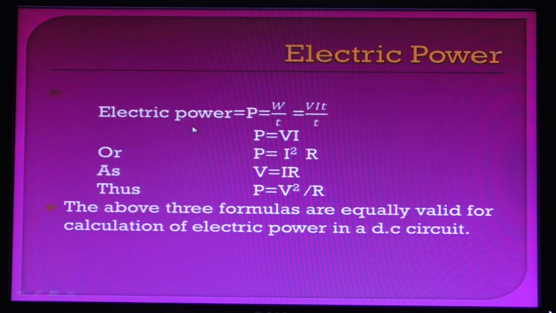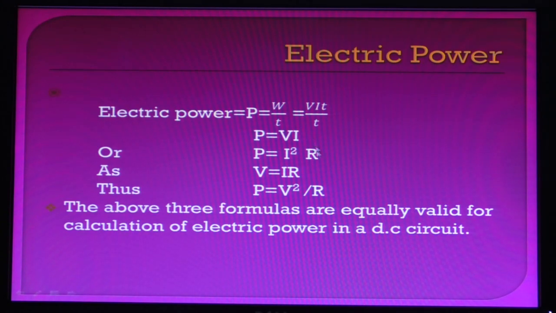Now we come to electric power. As I told you, electric power is equal to rate of doing work, W over T. Instead of W, we use the formula which we have derived, that is VIT over T. T cancels. What we get? The electric power is equal to V into I. This is the first formula for the electric power.